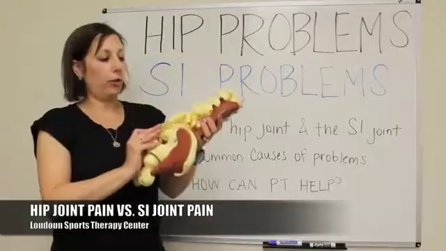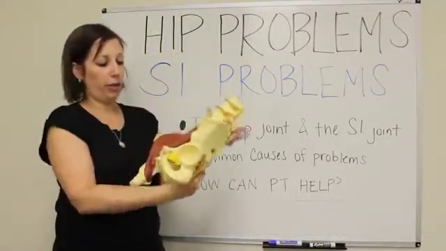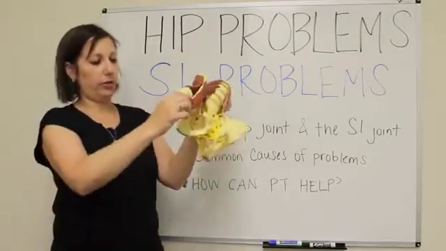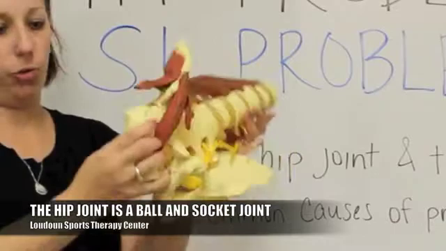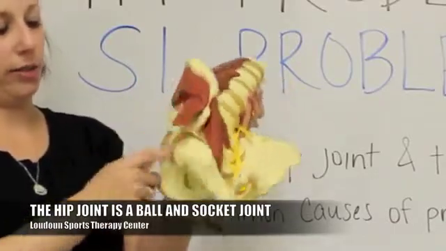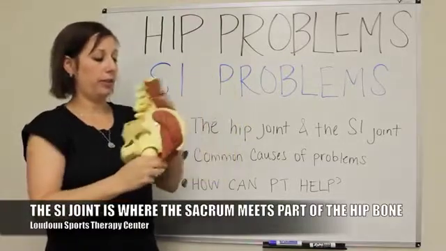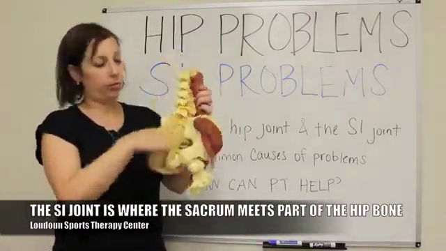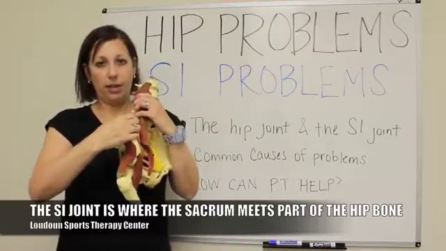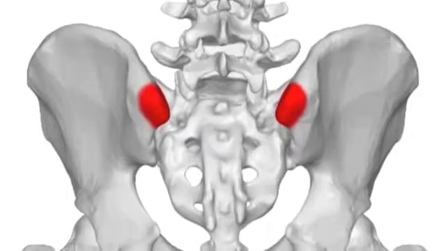So here we have the lower part of your lumbar spine and we have your hip joint here. This is the top of the leg bone, the femur, and it's a ball and socket joint, and this ball goes right into the socket right here. Your sacroiliac joint is kind of back here. It's where your sacrum, which is your sit bone, meets this ilium here, which is part of your hip bone. So it's kind of deep down in there.